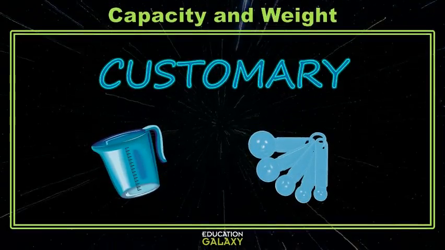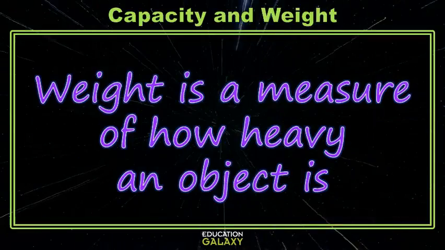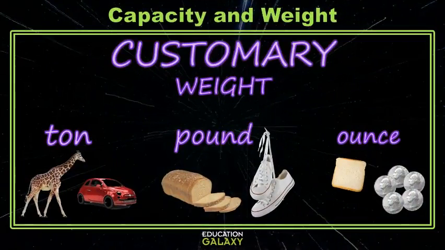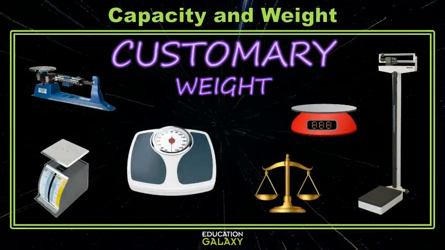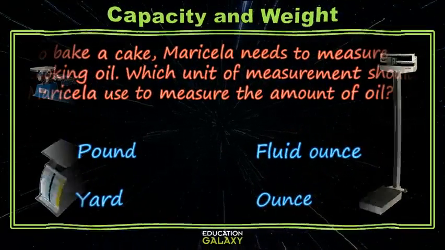So what is weight? Well, weight is the measure of how heavy an object is. And the units for that in the customary system are tons and pounds and ounces. So what do we use to measure weight? We use scales, and there are plenty of them all around us. Let's take a look at an example.